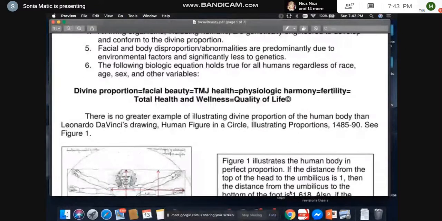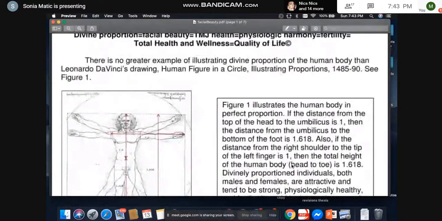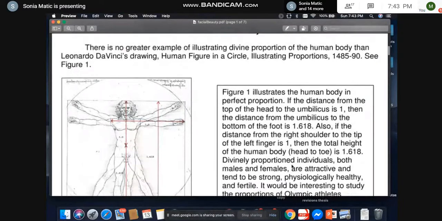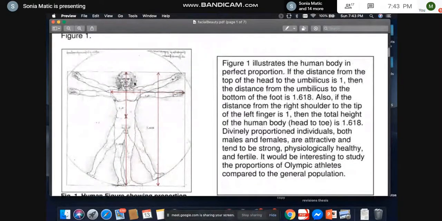So there is no greater example illustrating divine proportion of the human body than Leonardo da Vinci's drawing of a human figure in a circle illustrating proportion. This is it, this is his figure. Leonardo da Vinci made that. Now, in this figure, the divine proportion is not only used in humans, but in arts and buildings, no? There is always proportion, like the pyramid. So, in this figure 1, it illustrates the human body in perfect proportion.